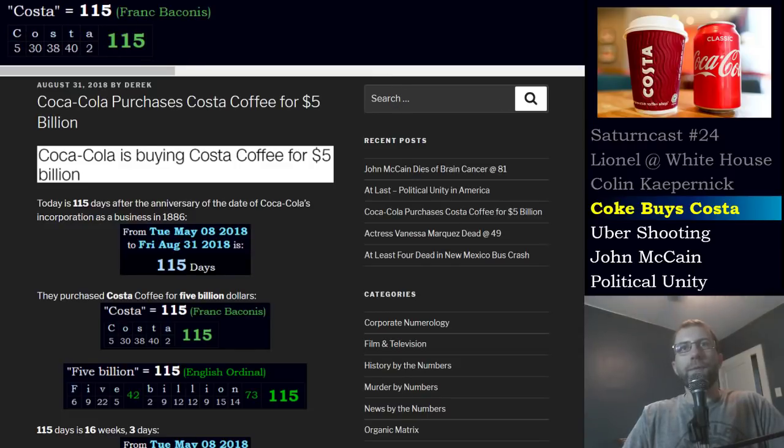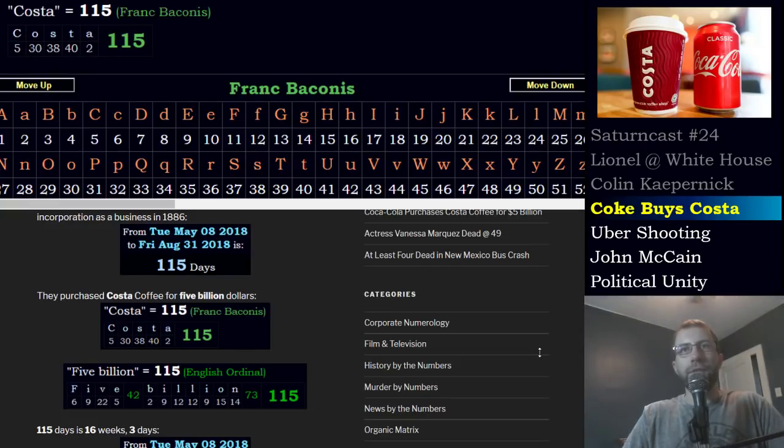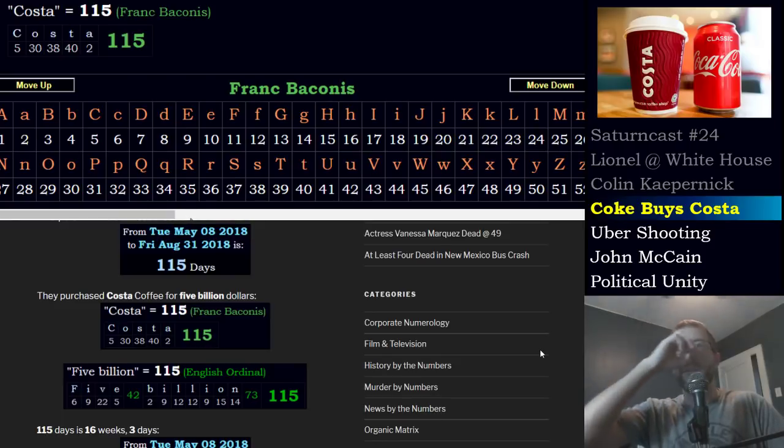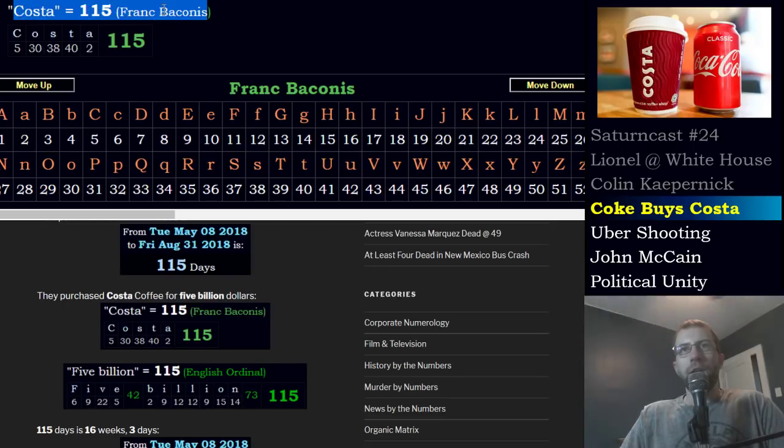In a cipher called Frank Bacon's, this is another capital letter cipher. You saw with Francis Bacon, we simply added 26 for each capital letter. Well, here we run the alphabet alternating capital letters with small letters. So capital A gets 1, small a gets 2. Capital B 3, small b gets 4. Using this method, Costa sums to 115.